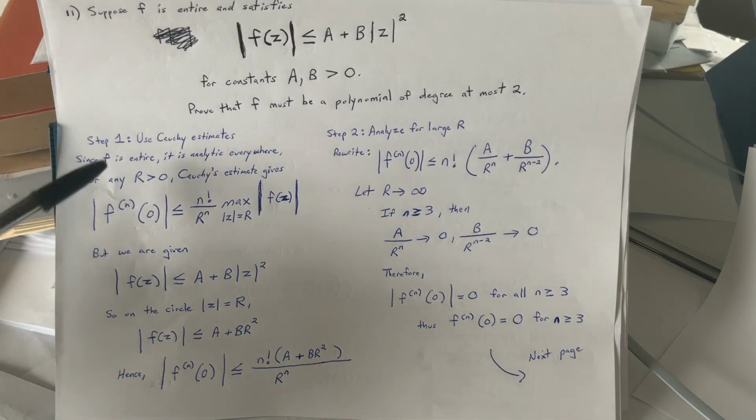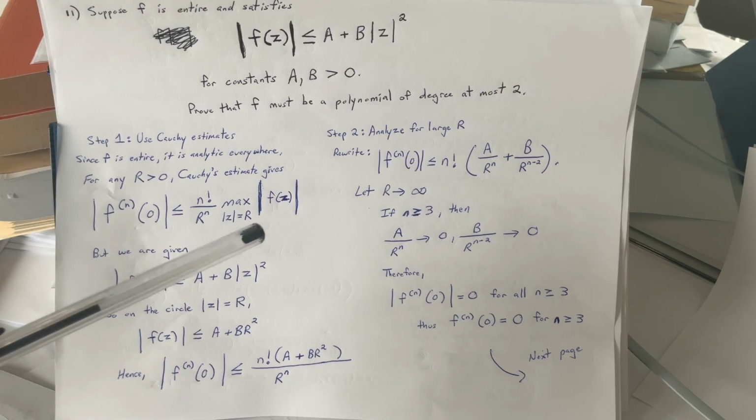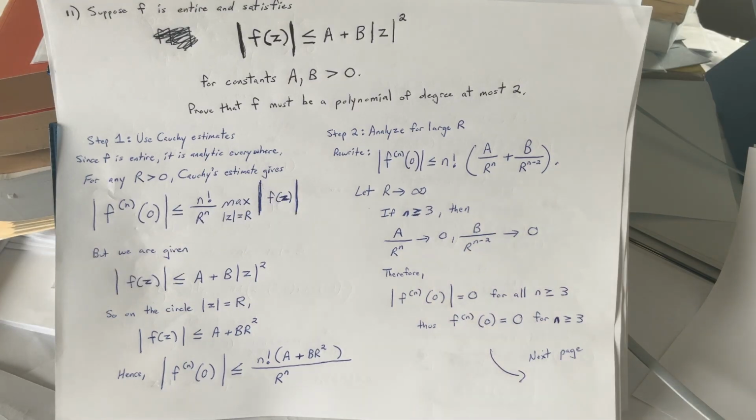So step 1, we're going to use Cauchy estimates since f is entire. That being said, it's analytic everywhere. So for any r greater than 0, Cauchy's estimate gives that the nth derivative of f at 0 has to be less than or equal to n factorial over r to the n, times the max of the modulus of f of z on the circle modulus z equals r.